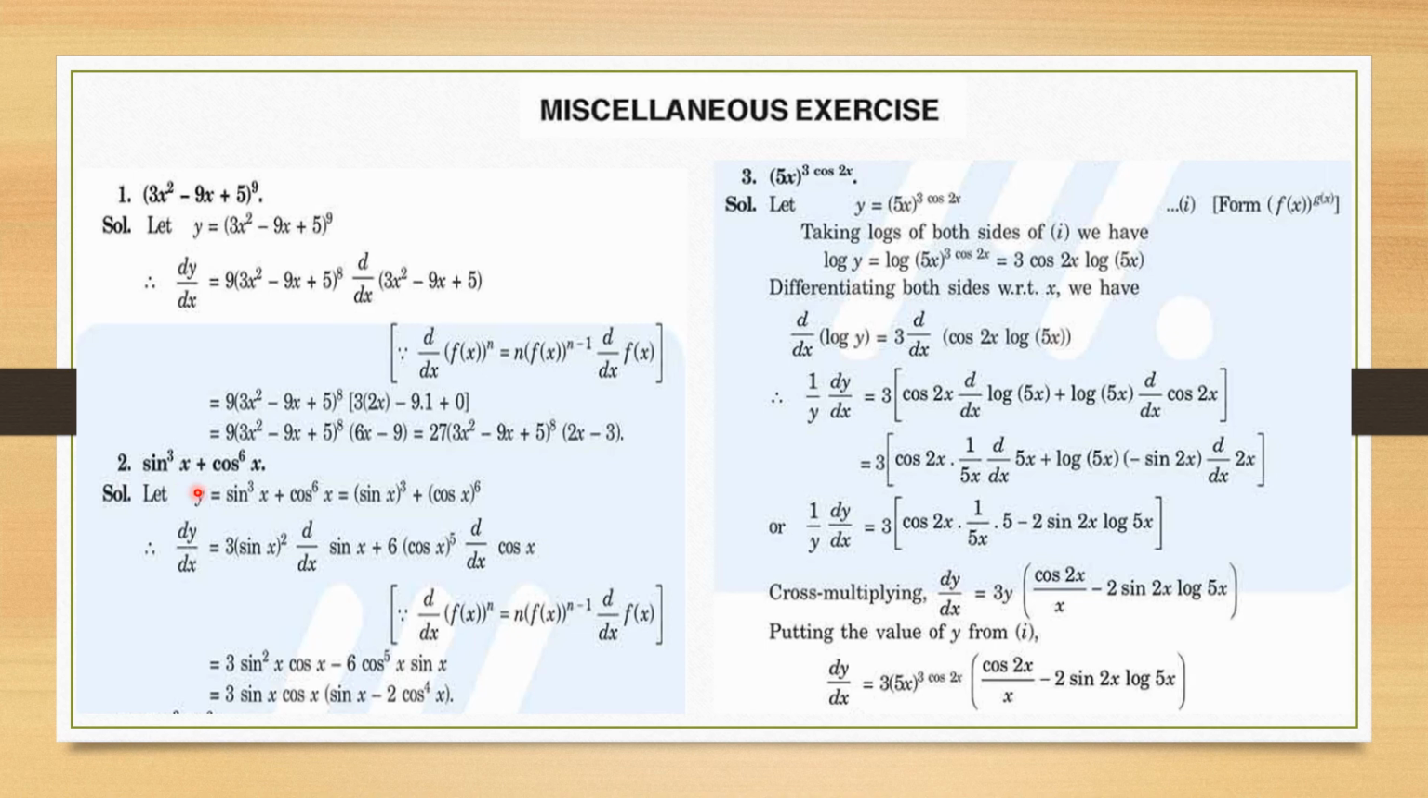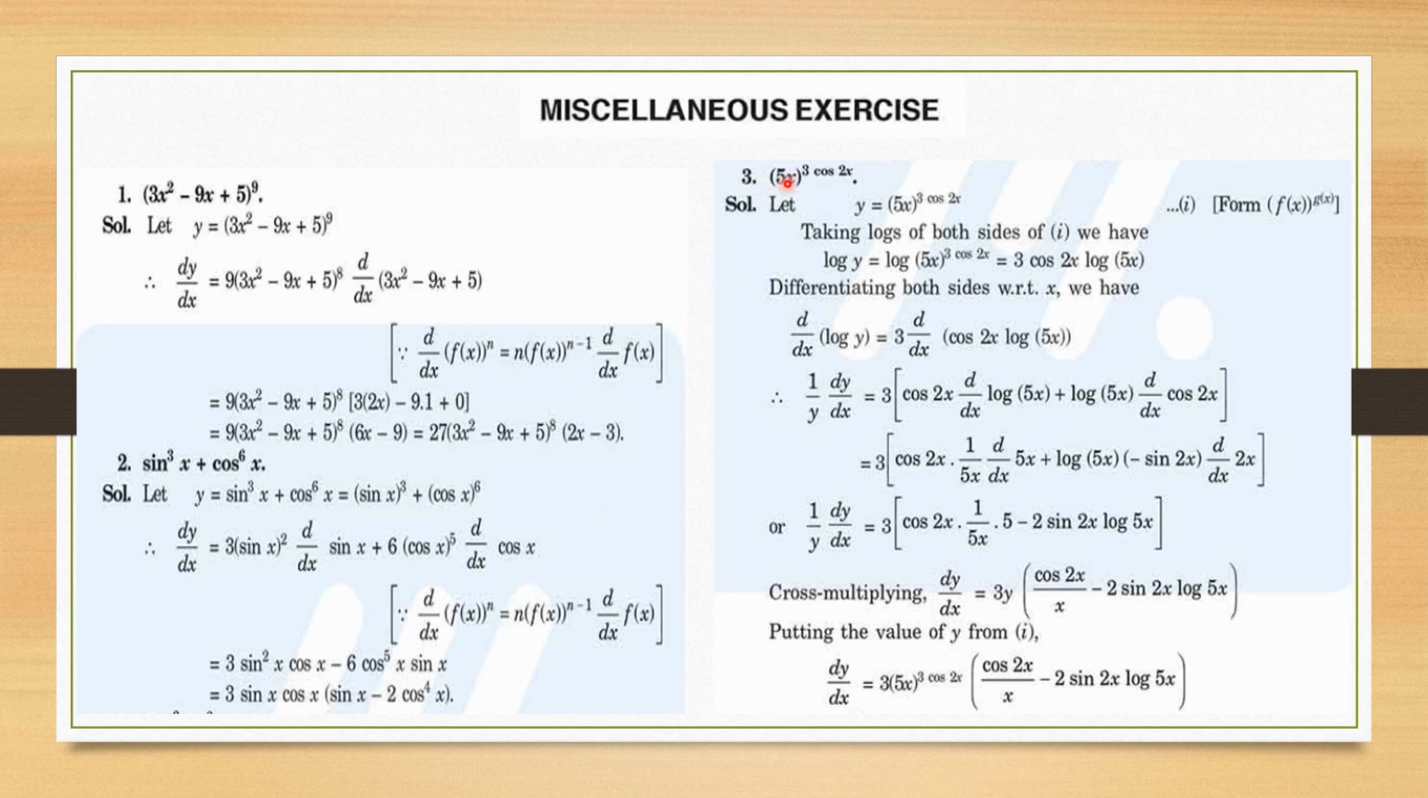Second is sine cube x plus cos raised to power 6x. So again, the power rule will be used, and you are all familiar with how to take the derivative. It is like 3 sine square x into d/dx of sine x, which is cos x, and it will be 6 cos x raised to power 5, and d/dx of cos x is minus sine x. And you can take 3 sine x cos x common, and the rest of the term is the non-common part.